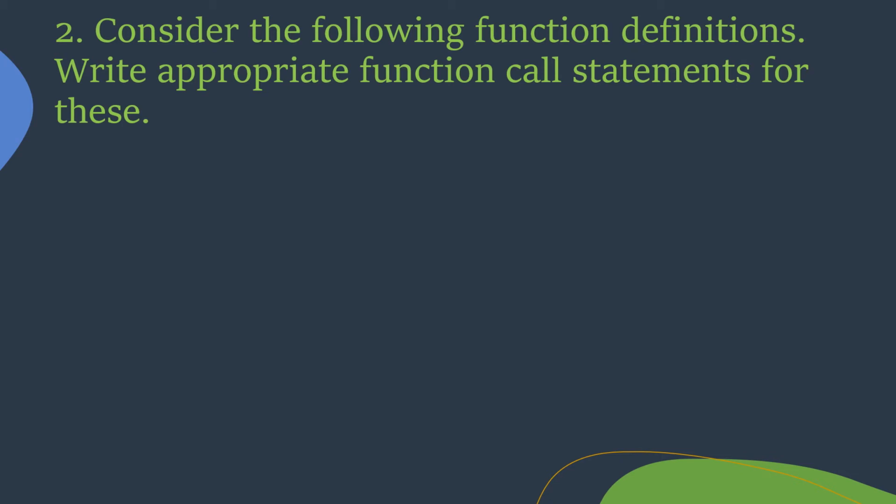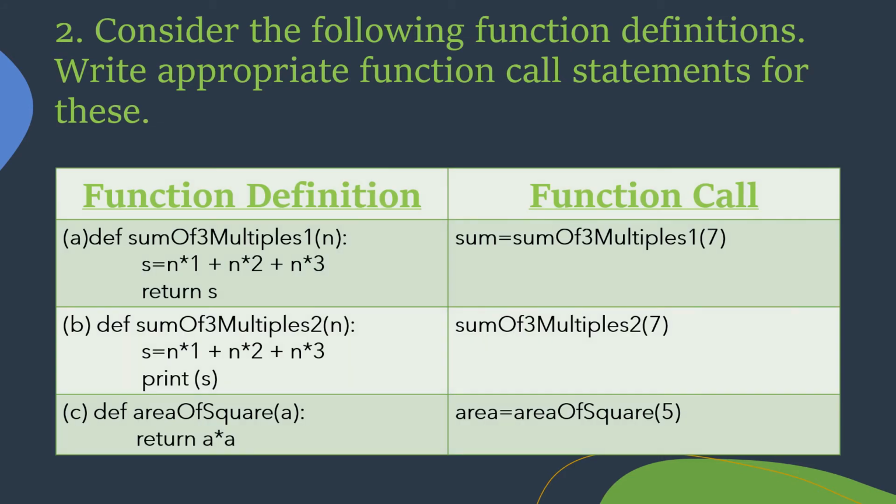Now consider the following function definitions and write the appropriate function call statements for these. You can see the first function definition is sum of three multiples of 1, which is taking n as its parameter. Now s is equal to n into 1 plus n into 2 plus n into 3 and return s. So we can call the function like this: sum is equal to sum of three multiples 1. Within that we have passed one parameter, one argument called 7.